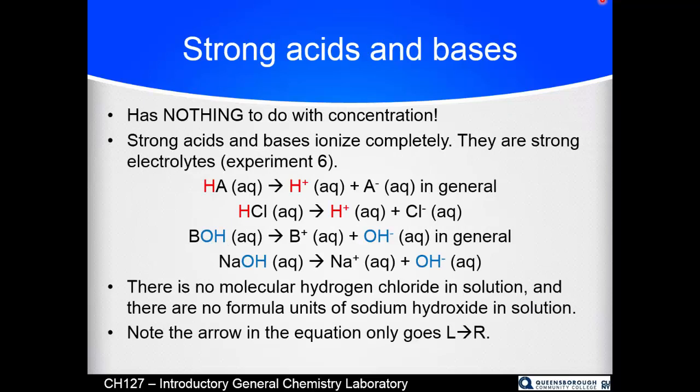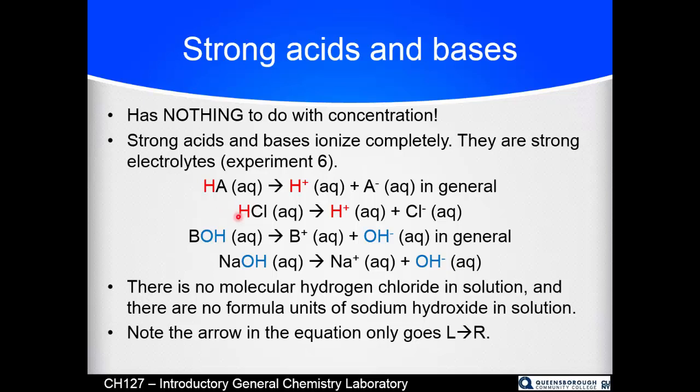So strong acids and strong bases, just like out of the electrolyte lab, the light bulb experiment, has nothing to do with concentration and has everything to do with how much ionization occurs. If you have a strong acid in water, it's going to go 100%, arrow only to the right, resulting in ions. There's not going to be any molecules of acid left. If you have a strong base, the same thing. It's going to be full ionization. All of the ions will result. There won't be any of the undissociated molecule or ionic compound left.